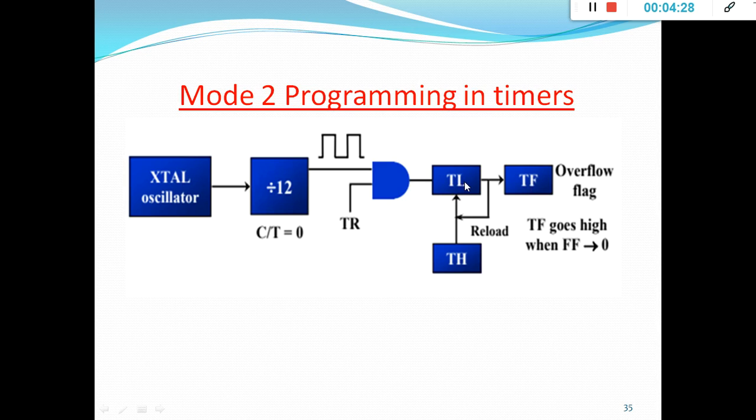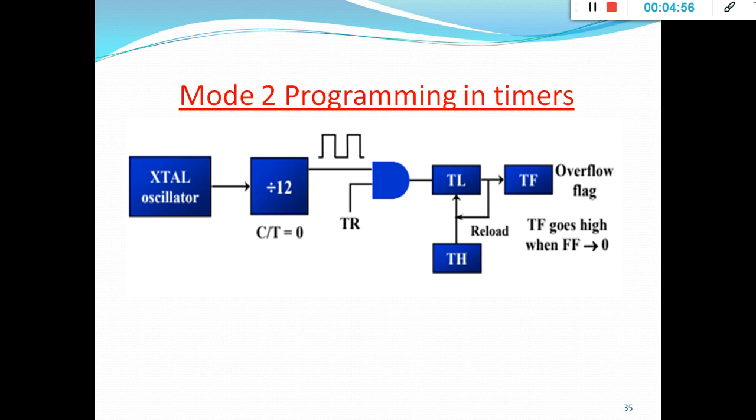Same thing here also: when the value crosses the limit, meaning FF rolls over to 00, you are going to see 1 in the TF flag, that is the timer flag. If you are using timer 0, the TF flag will be TF0, and if you are using timer 1, the TF flag will be TF1. So when the TL register rolls over from FF to 0, the TF flag is set.